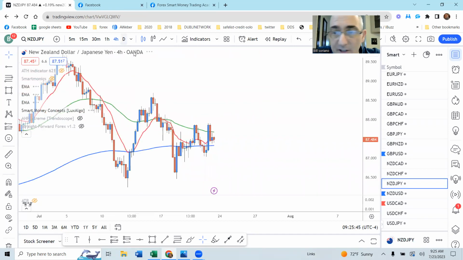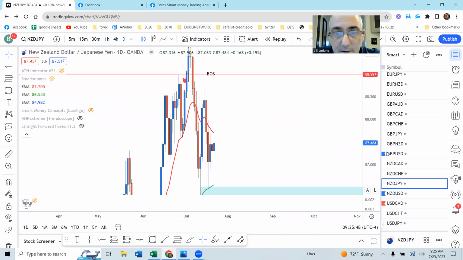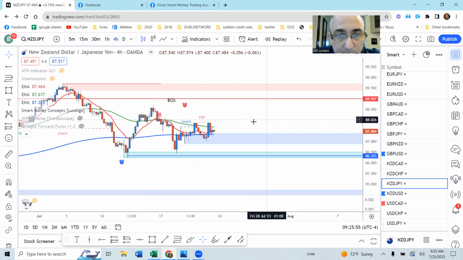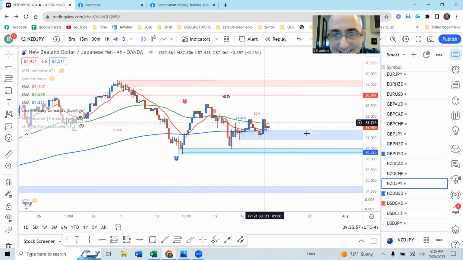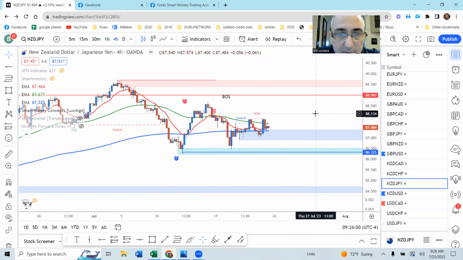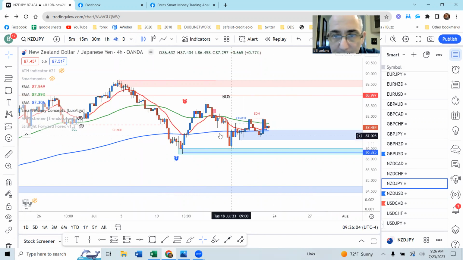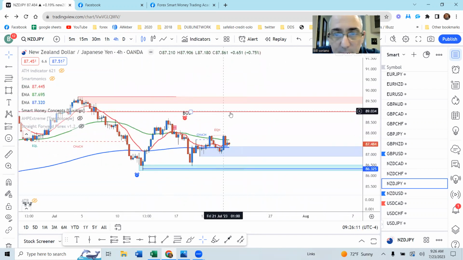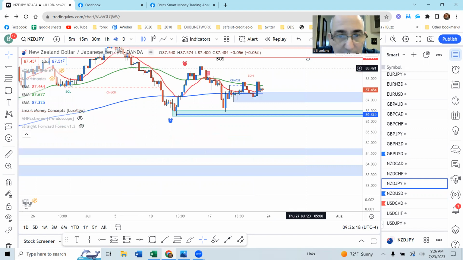Okay, NZDJPY. This one appears to have very, very bullish order flow, right? We drop down to the 4-hour. These areas inside here really aren't very good. There's no break of structure to identify these areas here. So last week when we marked this up, we were looking for price to move up further so that we would be able to identify these areas down below. It didn't do that.